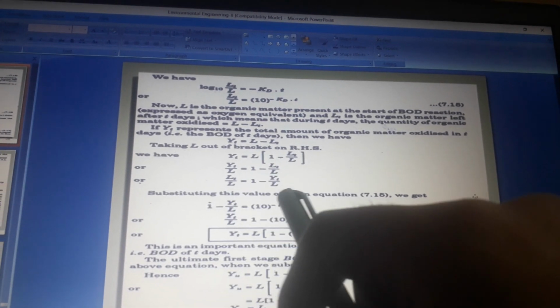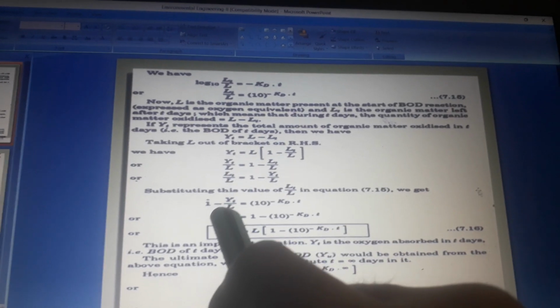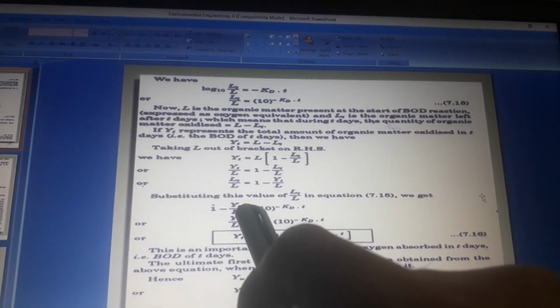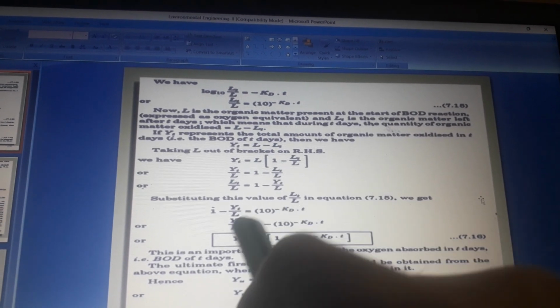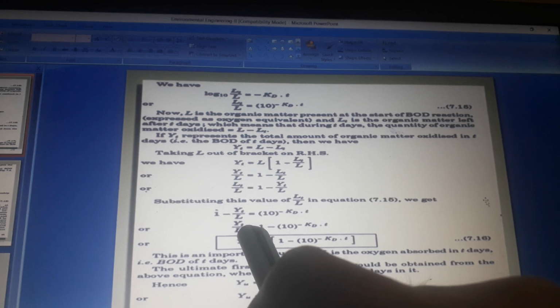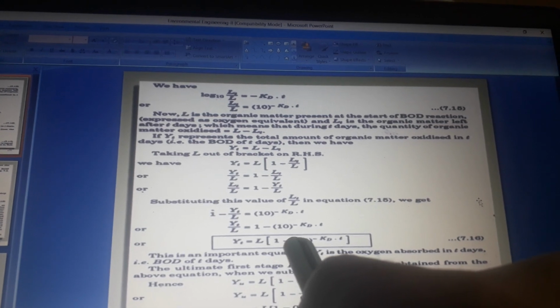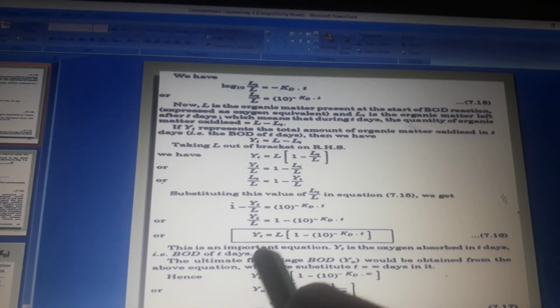So, substituting this value of Lt by L in equation 7.15, we get 1 minus Yt by L is equal to 10 raised to minus KD t. Which implies Yt by L is equal to 1 minus 10 raised to minus KD into t. Then Yt is equal to L into 1 minus 10 raised to minus KD into t. This is the important equation.